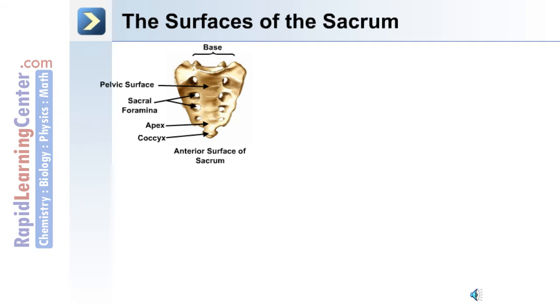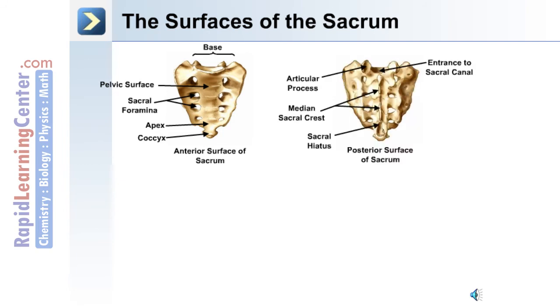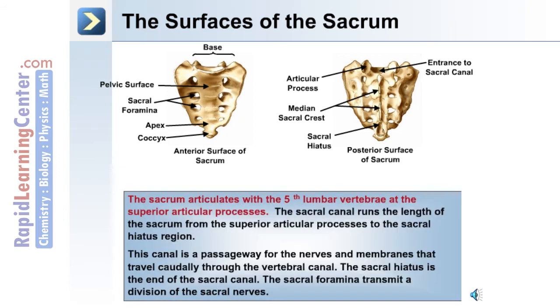First, the anterior surface. At the lumbar end of the sacrum is the base. At the opposite end is the apex, which articulates with the coccyx. On the anterior surface there's a pelvic surface as well as sacral foramina. The posterior surface has the entrance to the sacral canal as well as the articular processes. There's a median sacral crest and a sacral hiatus.